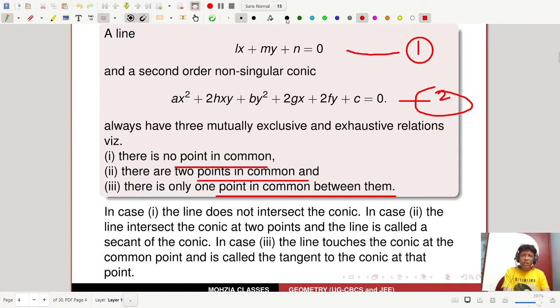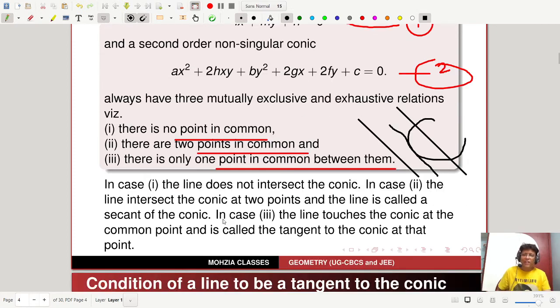Suppose this is the conic, and this is the straight line, then there will be no intersection, or it will touch the conic, or it will cut the conic at two different points. So in case 1, the line doesn't intersect the conic. In case 2, the line intersects the conic at 2 points, and the line is called a secant of the conic. In case 3, the line touches the conic at the common point and is called the tangent to the conic at that point.